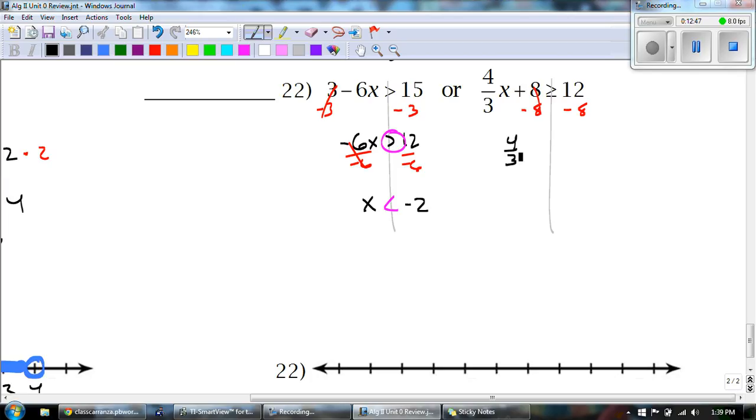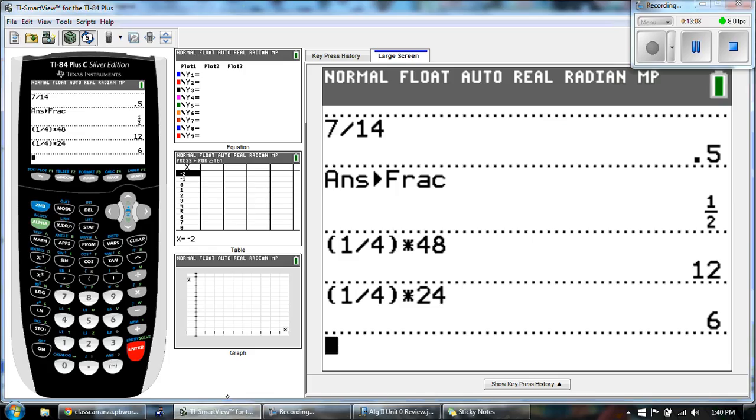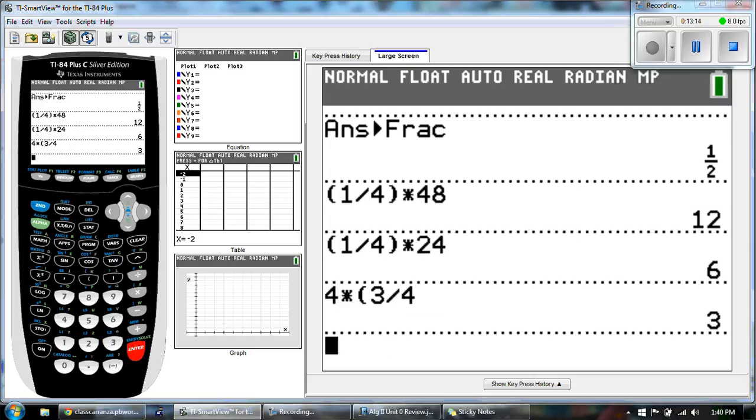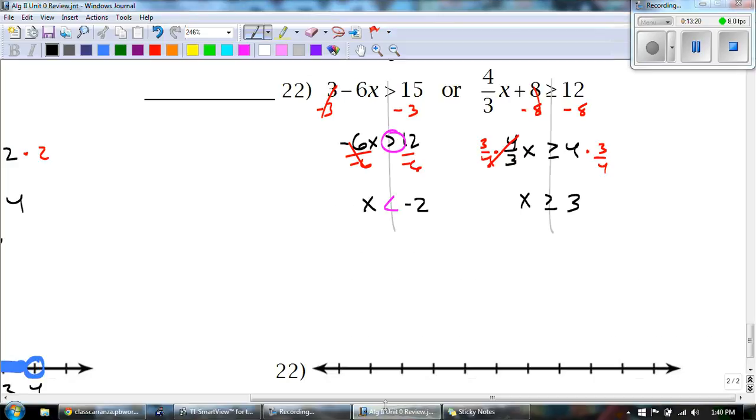I have 4/3 x is greater than or equal to 4. And then to get the x by itself, I have to multiply by the reciprocal. 4 times 3 is 12. 12 divided by 4 is 3. Okay? And if you don't believe me, 4 times 3 over 4, whoops, is 3. Is that what I wrote? Good. I forgot for a second.